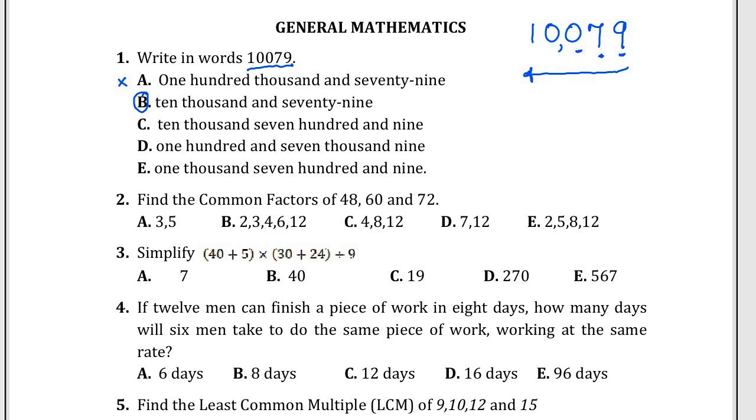Question number 2 says, find the common factors of these three numbers: 48, 60, and 72. So to get the common factors of the numbers here, we need to find the factors of each value. Is that okay? Let's start with 48.